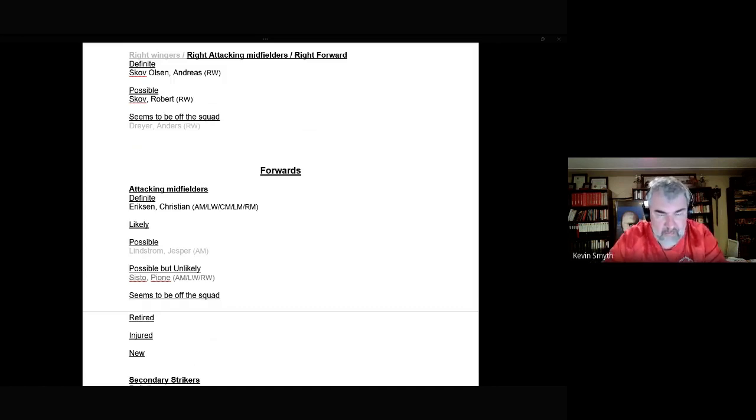Jesper Lindstrom started 3 of their 13 games since the 2021 Euro Cup and was subbed into 1 and on the bench for 2. And he was with the under-23 team for a few of those matches because he's just 22 years old. But he wasn't selected for the last 4 matches. So that makes him a possible candidate here.